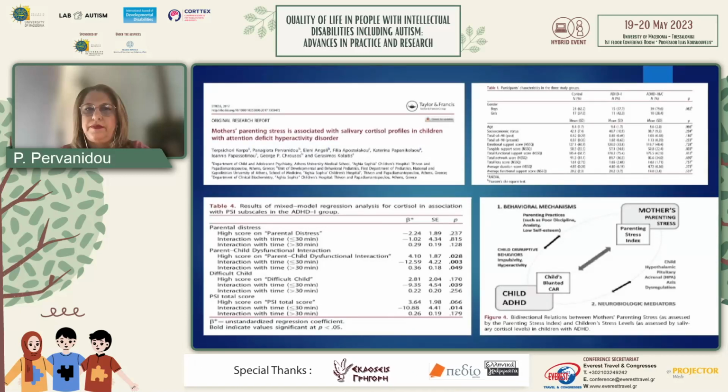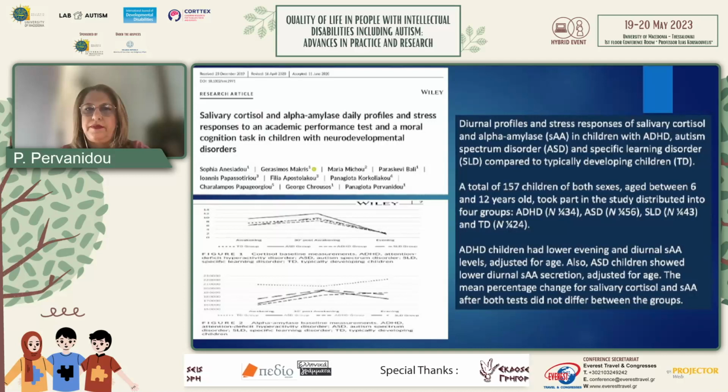And in this paper, we also examined the relations between parenting stress of mothers of children with ADHD and cortisol level in children, and we found a correlation between parenting stress of mothers and cortisol levels in children. Another study here examining children with ADHD, ASD, learning disabilities, and typical children. And here also we see changes in stress responses of children with autism and ADHD. Here we try to examine the effects on an academic performance test and on a moral cognition task.